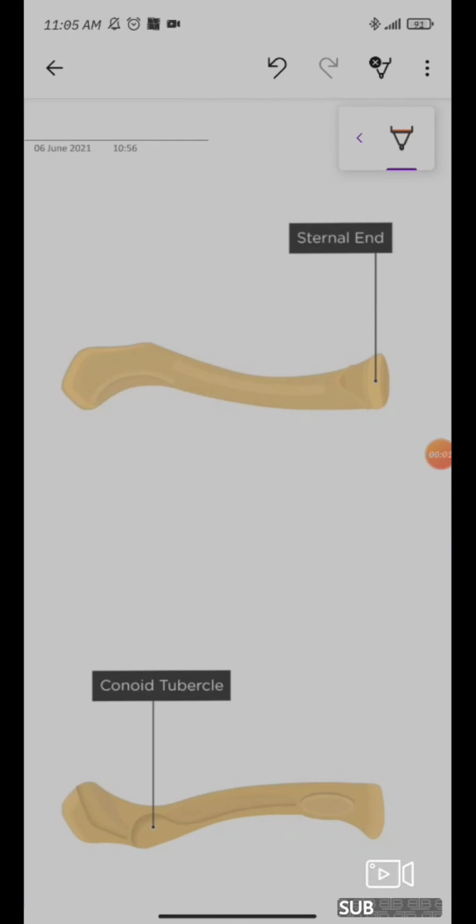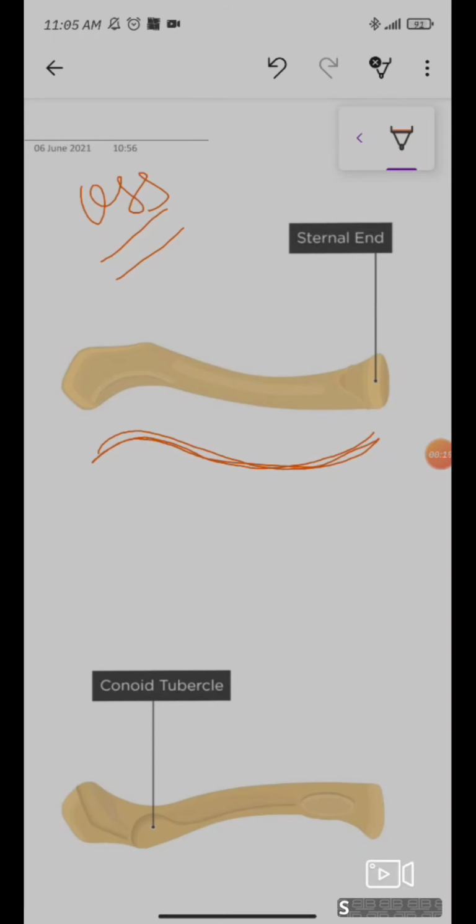So today's topic is clavicle. It is the first bone of the upper limb, and it is the first bone to be ossified. And it is the only bone which lies horizontally in the body.